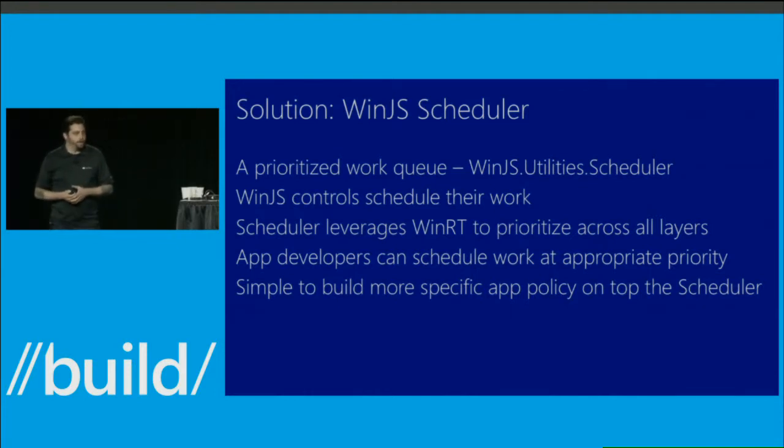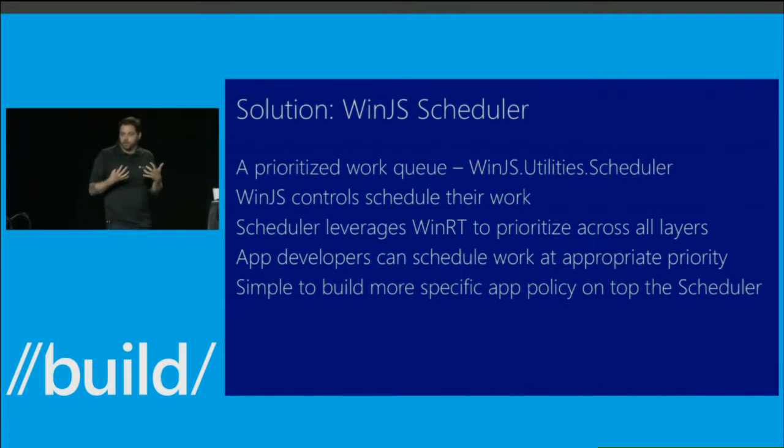One example is that in WinJS, we've moved all of our controls to schedule their work with the scheduler. By scheduling your work, you're automatically in tune with WinJS, so you can prioritize and coordinate with us. But the really cool part about the scheduler is that it's actually built on top of WinRT.